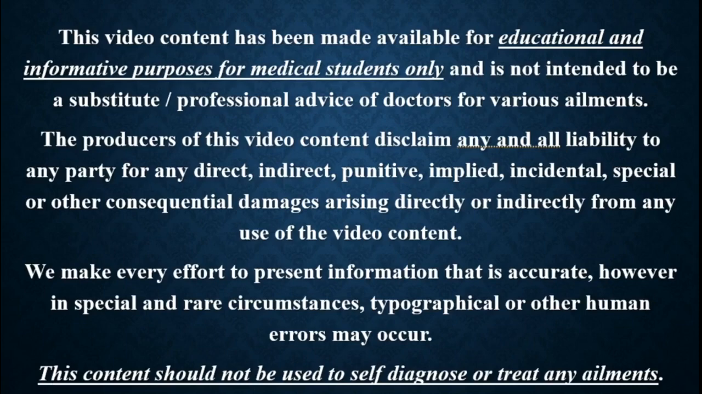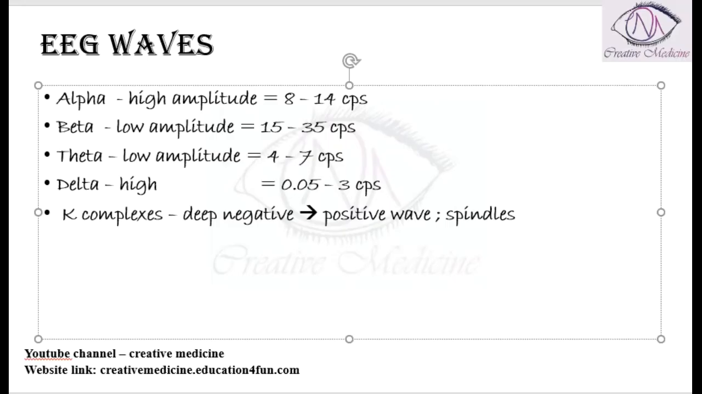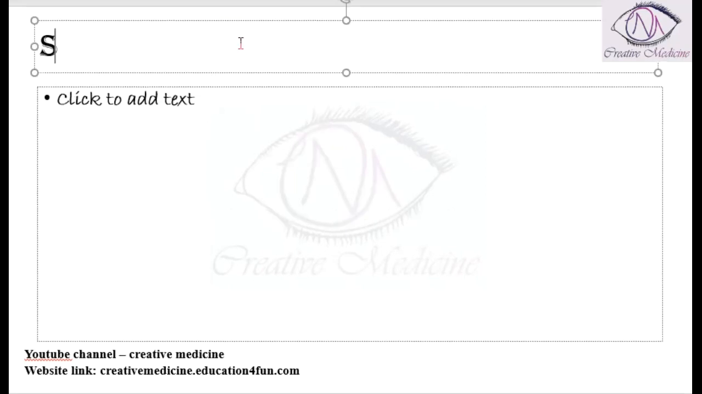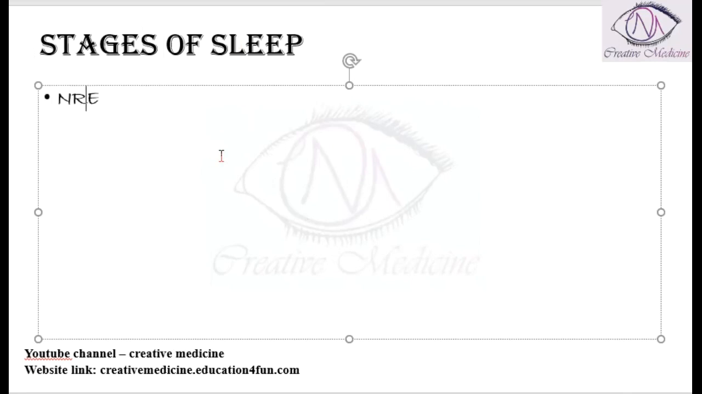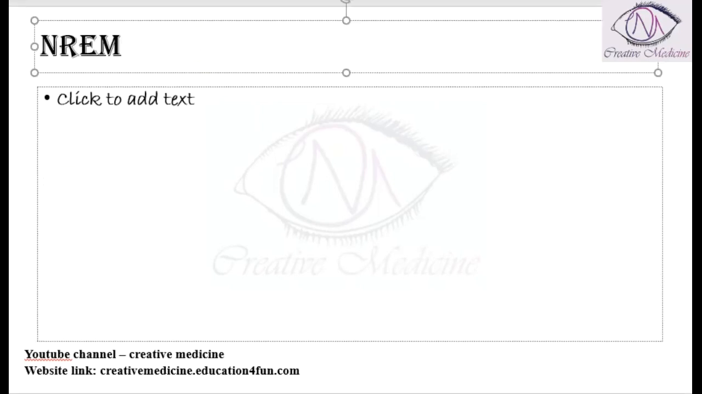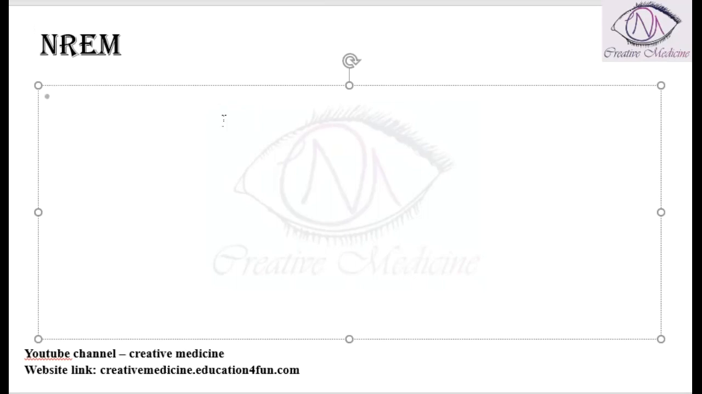In this lecture, we will learn about stages of sleep. Sleep can be divided into two stages. We have NREM stage of sleep and REM stage of sleep. Now in the NREM stage of sleep, there are a total of 5 stages present. So first, NREM stage of sleep, that is non-rapid eye movement sleep.